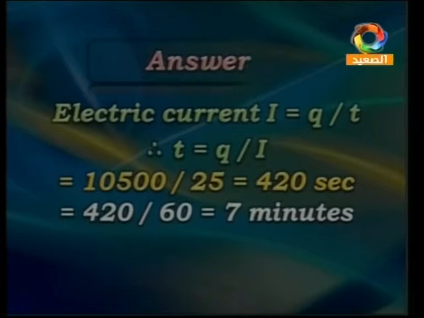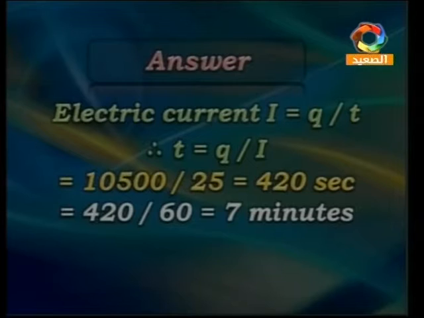What is the answer? Electric current I equals Q divided by T. So T, the time, equals Q, the quantity of electric charge in coulombs, divided by I, the electric current in amperes. So time equals 10,500 divided by 25 amperes. Dividing, that gives 420 seconds.